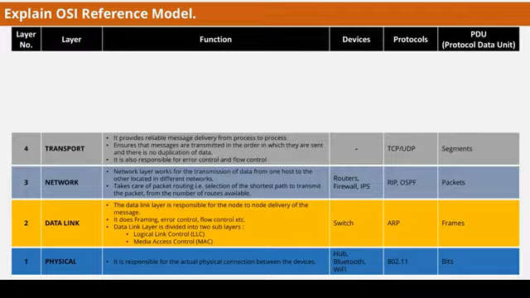Layer 4 is transport layer. It provides reliable message delivery from one process to the other. It ensures that the messages are transmitted in the order in which they are sent, and also there is no duplication of data. It is also responsible for error control and flow control. The protocols that work here are mostly the TCP UDP stack, and the PDU is in the form of segments.